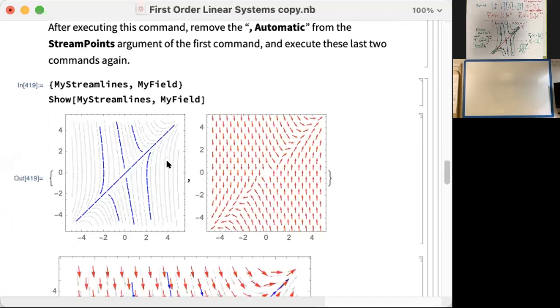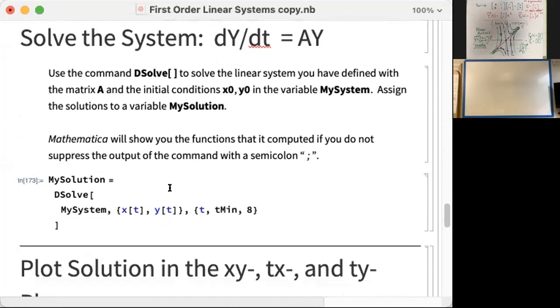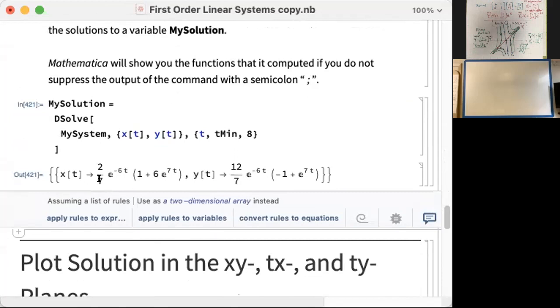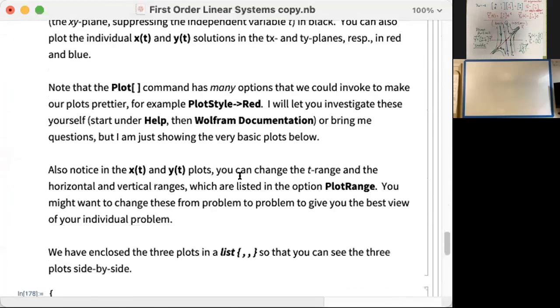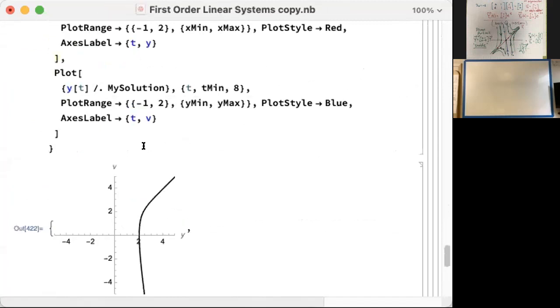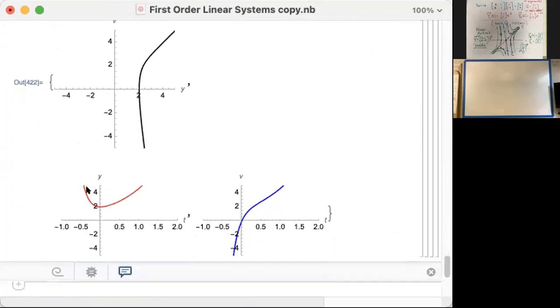So back to this. I got more on this sheet. I actually tell Mathematica to solve the system. And Mathematica actually gives me the individual solutions to the system. What's this 2/7 and 12/7? I'll tell you what that is in a second. And then I can plot the X of T and Y of T graphs separately from the phase plane. So there's that solution as it's drawn in the phase plane, but here are the separate X of T and Y of T graphs.